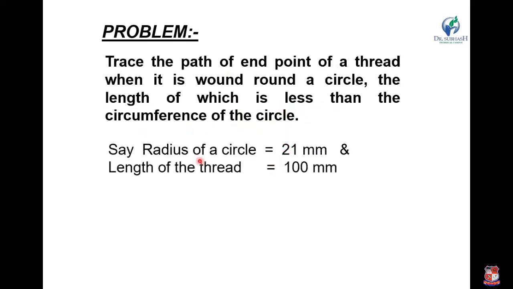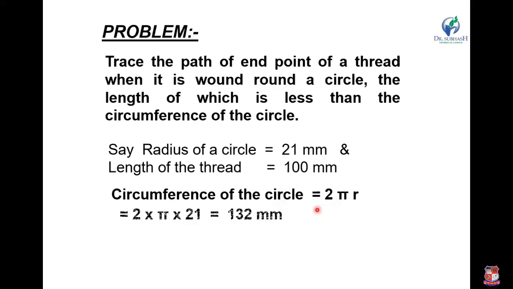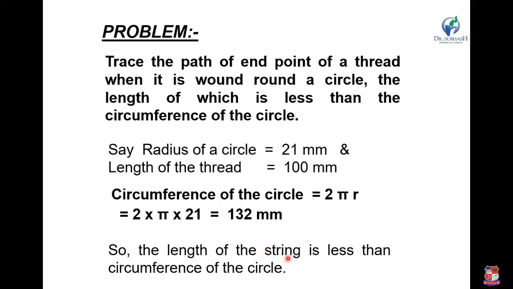Now let's take the radius of the circle equal to 21 mm and the length of the thread equal to 100 mm. As per the circumference 2 pi r, the length required for the thread is equal to 132 mm, but here the length given is equal to 100 mm. That means the length of the string is less than the circumference of the circle, so it will not cover the total circumference of the circle.